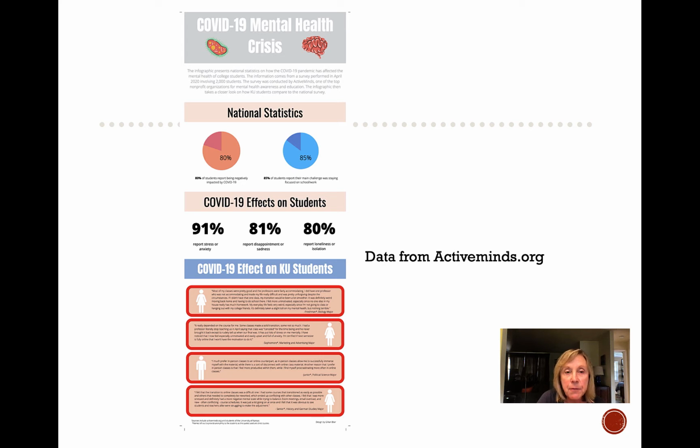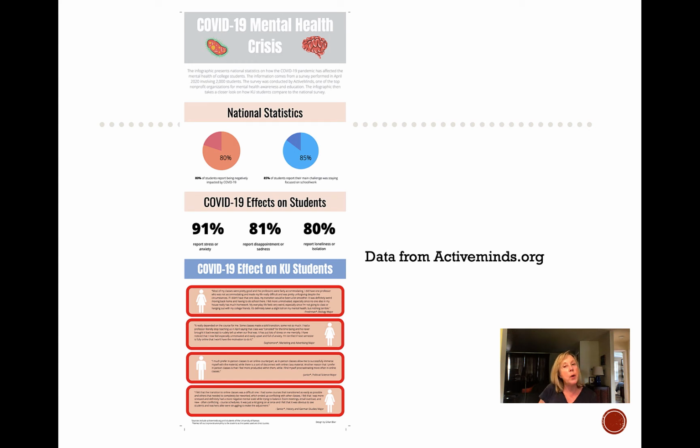Here we have 85% of students reporting that their main challenge was staying focused on schoolwork. So here we have 85% with a challenge of focusing on schoolwork, and 15% who reported that they were not challenged. Their challenge was not staying focused on schoolwork. She has several other statistics here, reporting stress and anxiety, 91%, 81% reporting disappointment or sadness, and 80% reporting loneliness or isolation. Now you might ask yourself, why wouldn't she put these in a chart?